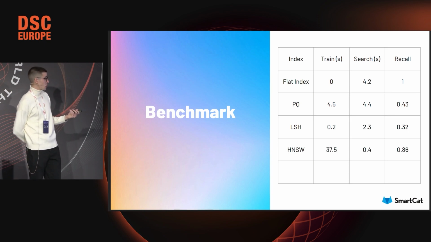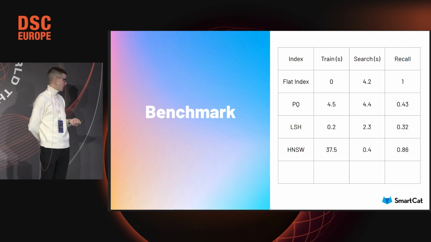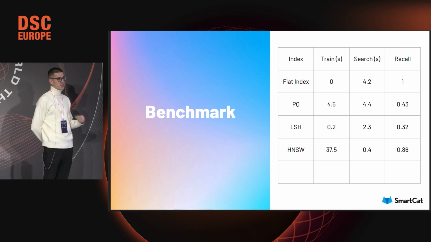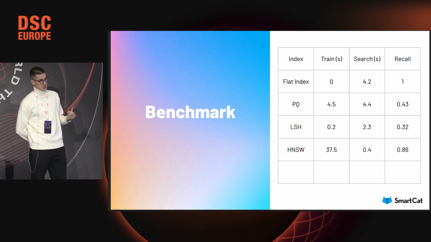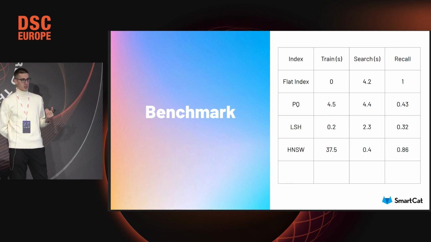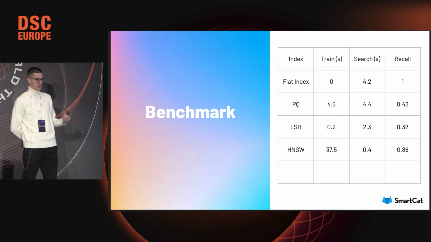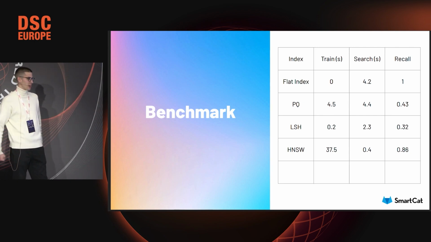HNSW, now finally we get to a longer train time, around 37 seconds. We see that the search time is the lowest of all of these, but also the recall is quite good, 0.86. So that's, I would say, good enough for most use cases, especially if you've got a bunch of texts or images. A lot of them will be similar, so the most similar ones aren't always the correct answer, right?